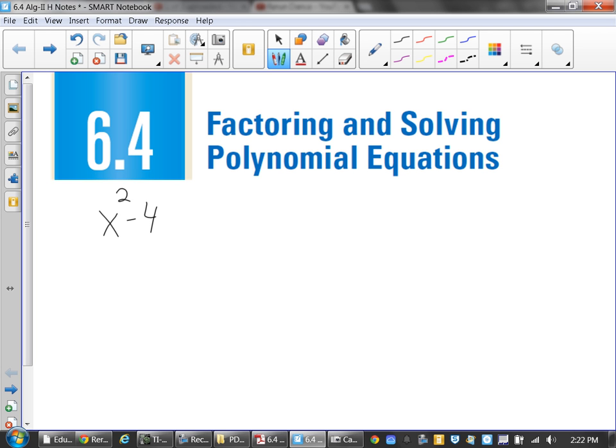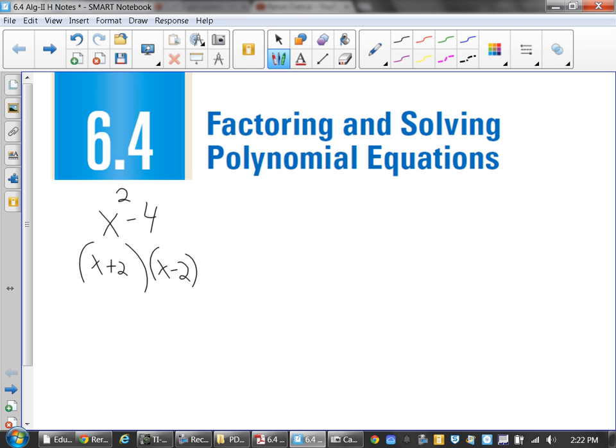A difference of squares, right? X squared minus 4. X squared is a perfect square, 4 is a perfect square, and what symbol is between the two? Minus. Subtraction symbol. So what would be your two terms if you factored that? Okay. Your two terms would have been x plus 2 and x minus 2.